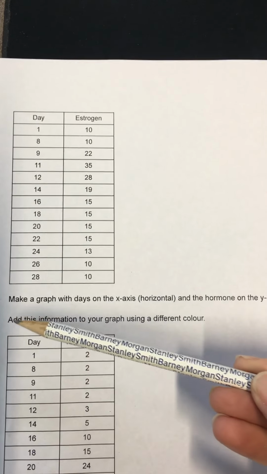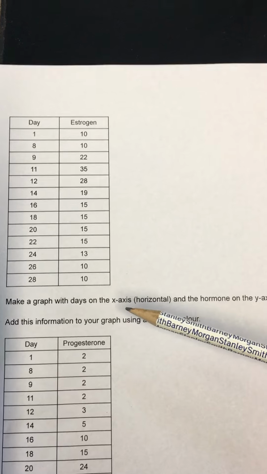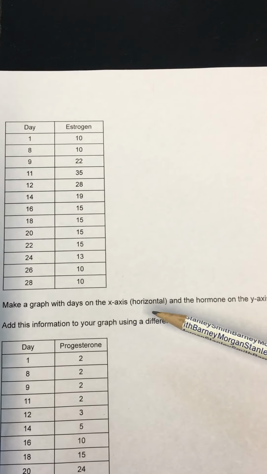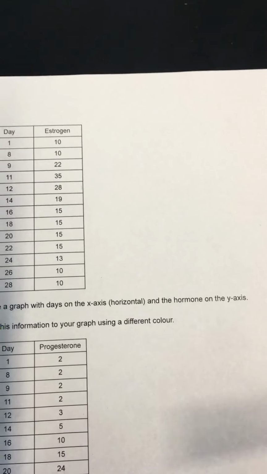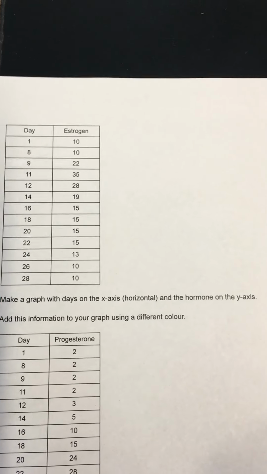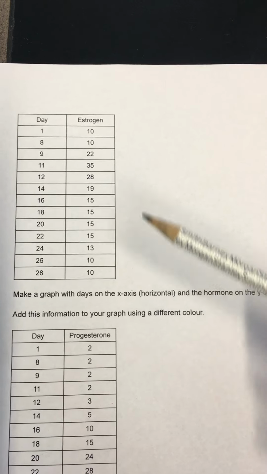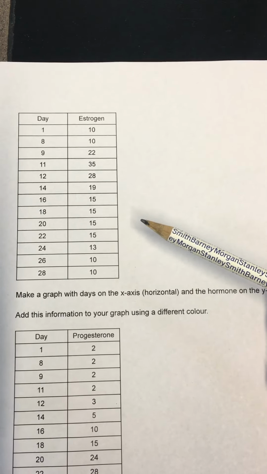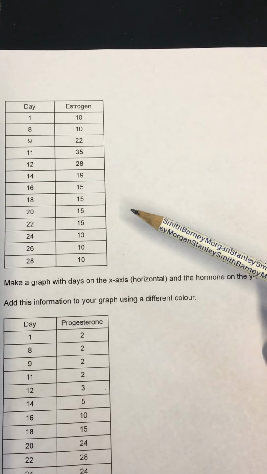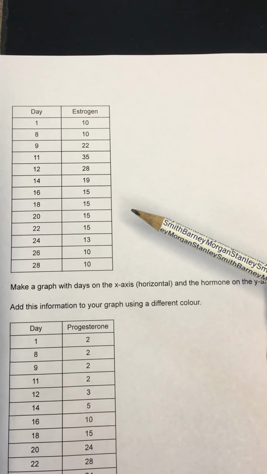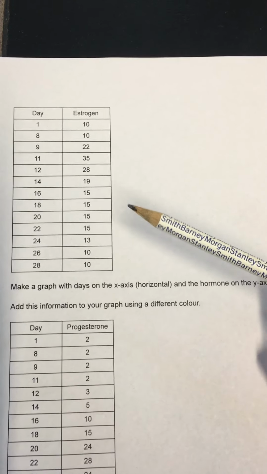Now there's some information here about which axis to use, so we're going to put days on the x-axis, which is the horizontal axis, and we're going to put hormone levels on the y-axis. Now, this is what your graph should look like. That's what I'm going to show you next. So if you want to have a go at drawing this yourself, pause this video and have a go first, and then check against my graph. Or if you want to see what good looks like, and then you can copy it, keep watching.